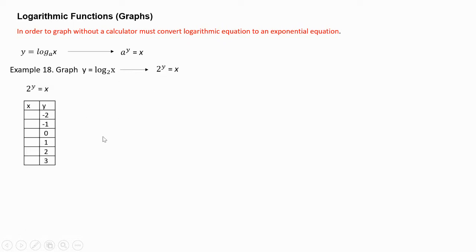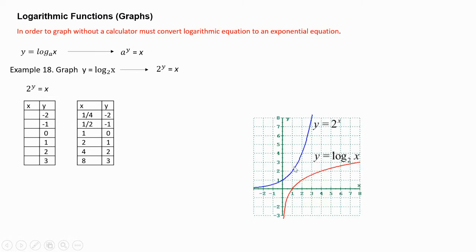Okay, now we're going to draw ourselves a little table. But instead of plugging in the values for x, we're going to plug them in for y, because it'll be easier. So if we plug in negative 2 for y, this is what it should give us. If I plug in negative 1 for y, it should give us 1/2. If I plug in 0 for y, it should give us 1, and so forth. So this is a graph. The one in blue is the one that we graphed earlier on the previous slide, and the one in red is the graph for the logarithmic function.